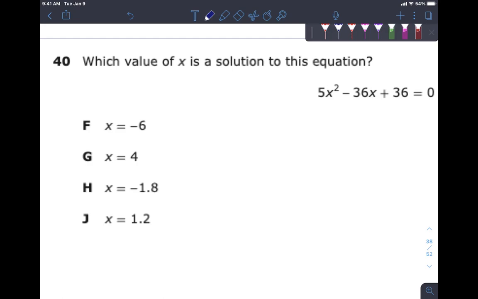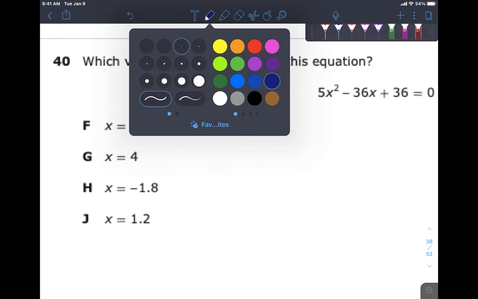So 5x squared minus 36x plus 36. I look at that and I say they don't have anything in common. So I'm going to go ahead and just multiply out my numbers here.